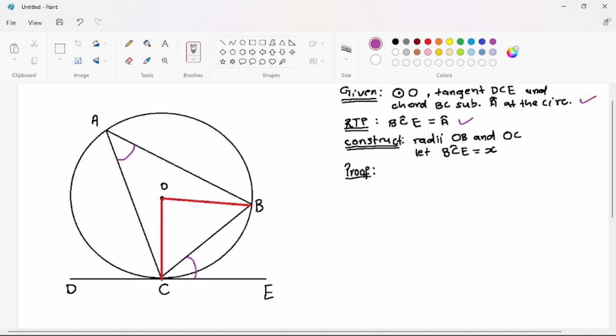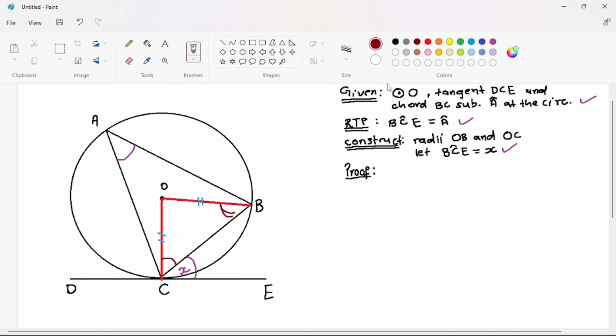So firstly, on our proof, I forgot to state that we must let angle BCE be equal to x. So we can start by analyzing, as we always do. We are given two radii, so OB is going to be equal to OC. And what does that mean to us? It simply means that this angle is going to be equal to this angle, so angle OCB is going to be equal to angle OBC.